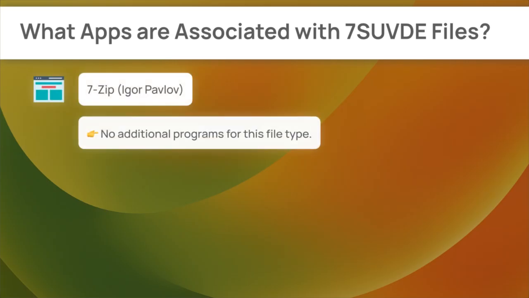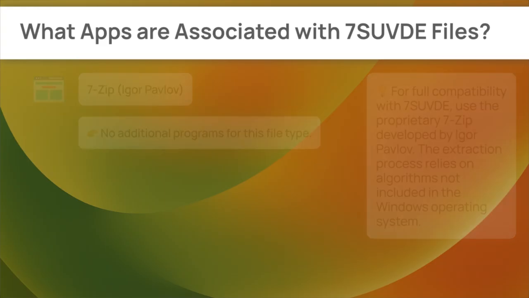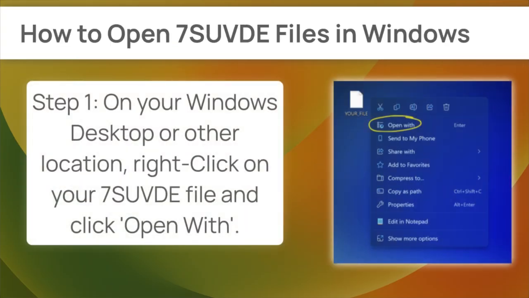7-zip from Igor Pavlov should be your first choice when attempting to open 7SUVDE. The extraction process relies on algorithms not included in the Windows operating system. Windows shows only basic attributes of compressed files, so full access requires compatible software. We are going to check every application on the list.